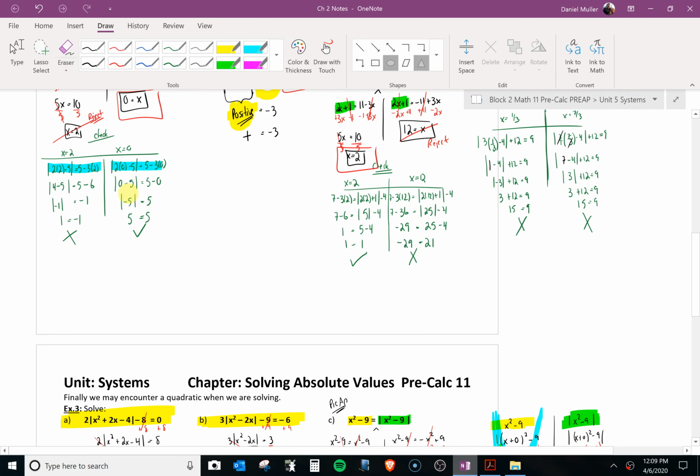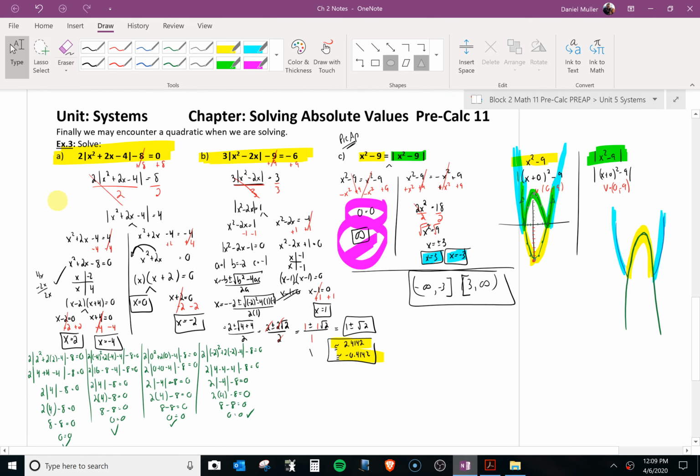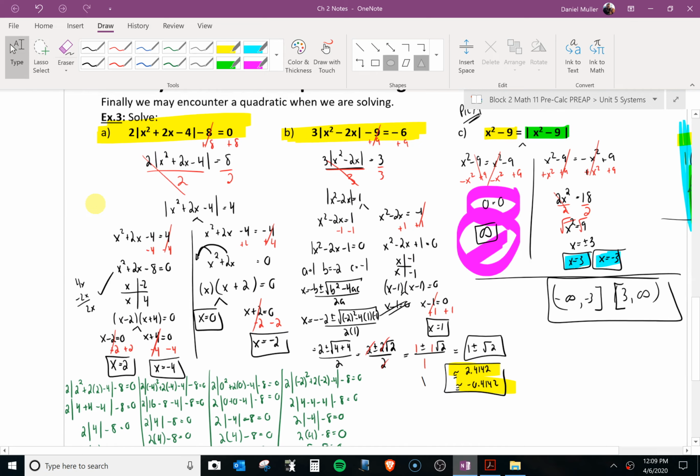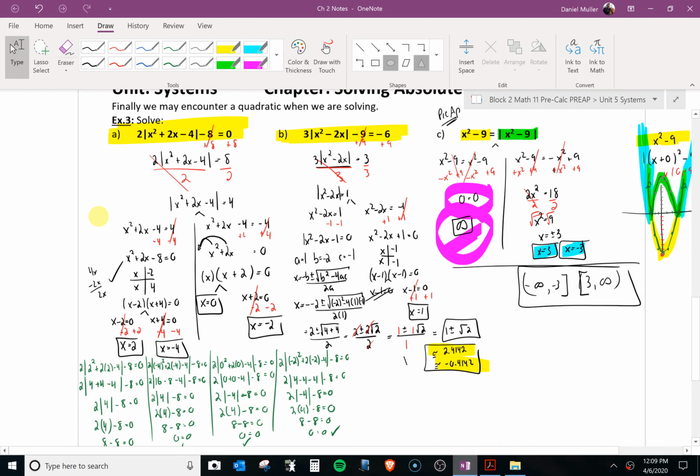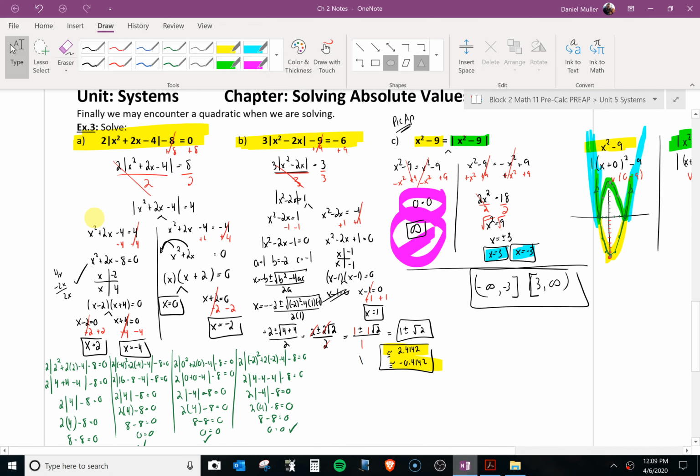All right, so I'll just zoom in here a little bit in case you need to see something, though I realize there is a lot going on here.